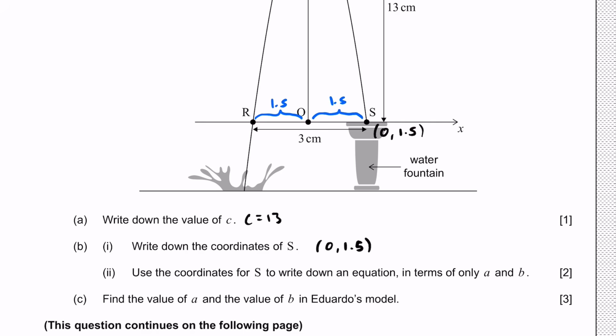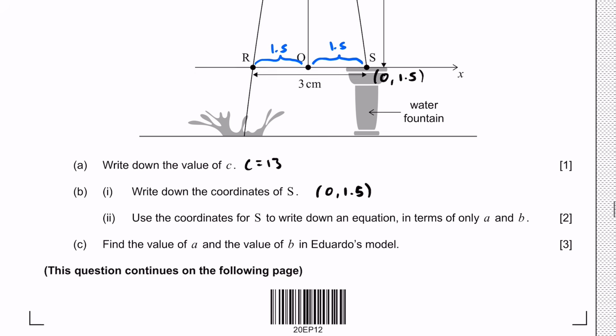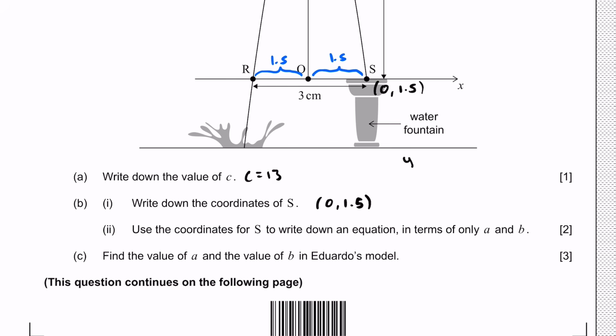Use the coordinates of S to write down an equation in terms of only A and B. Once again, the general form of a quadratic is ax squared plus bx plus c. We found out that c is equal to 13, so let's add that in. Now here, I'm sorry, I made a mistake in part 1 of B. I switched up the coordinates. We have x moved to the right 1.5 units and y is still 0. So let me correct that. The distance we move horizontally is 1.5, and y itself is 0. We haven't moved up or down at all.